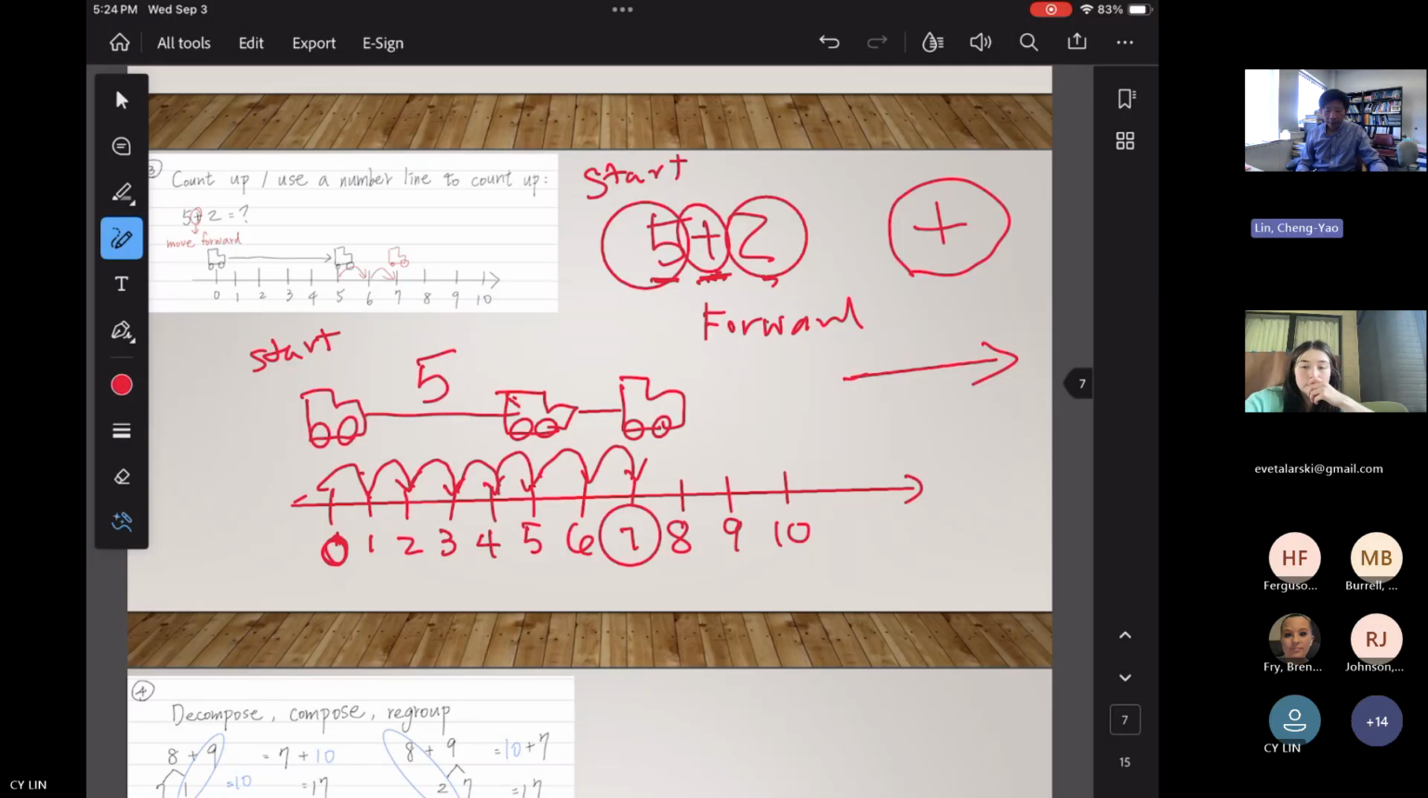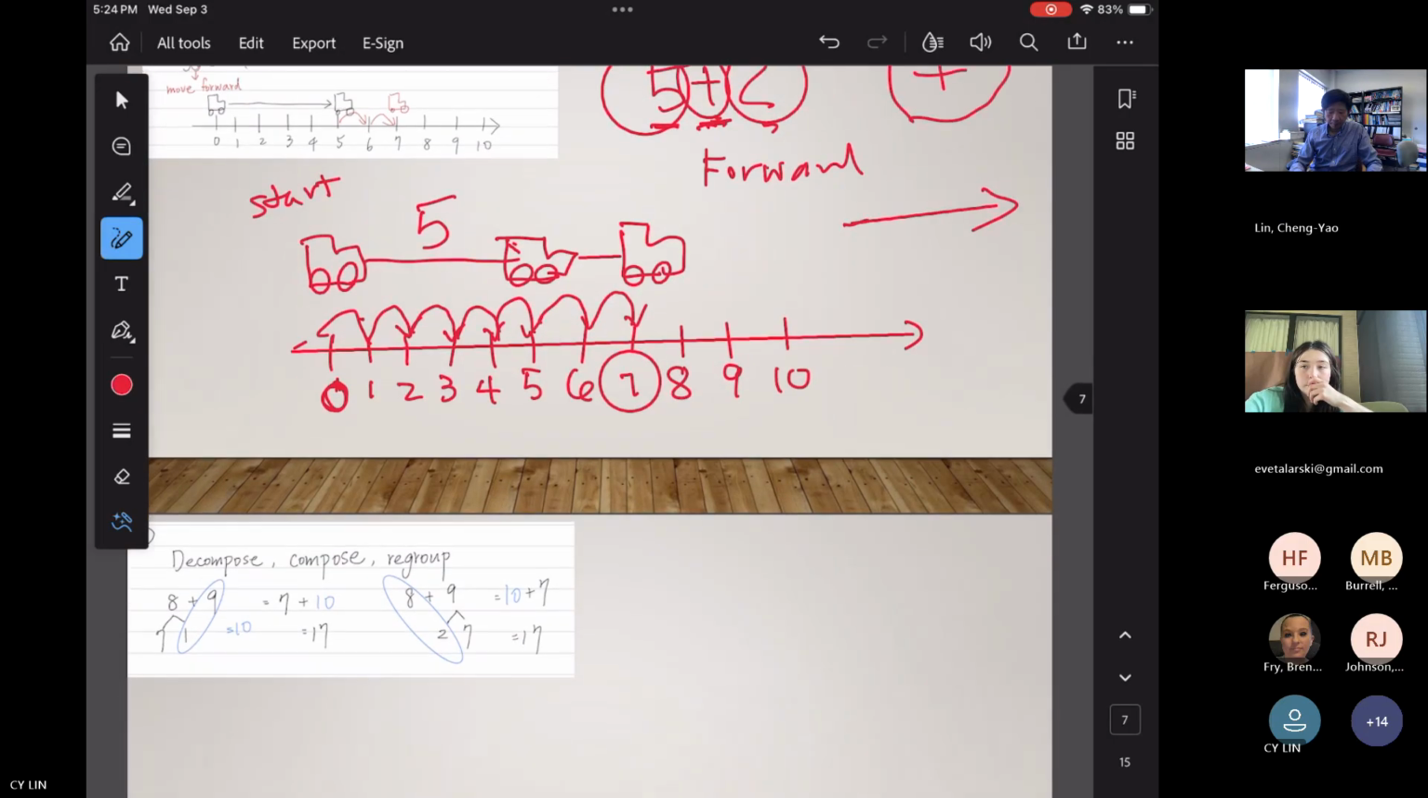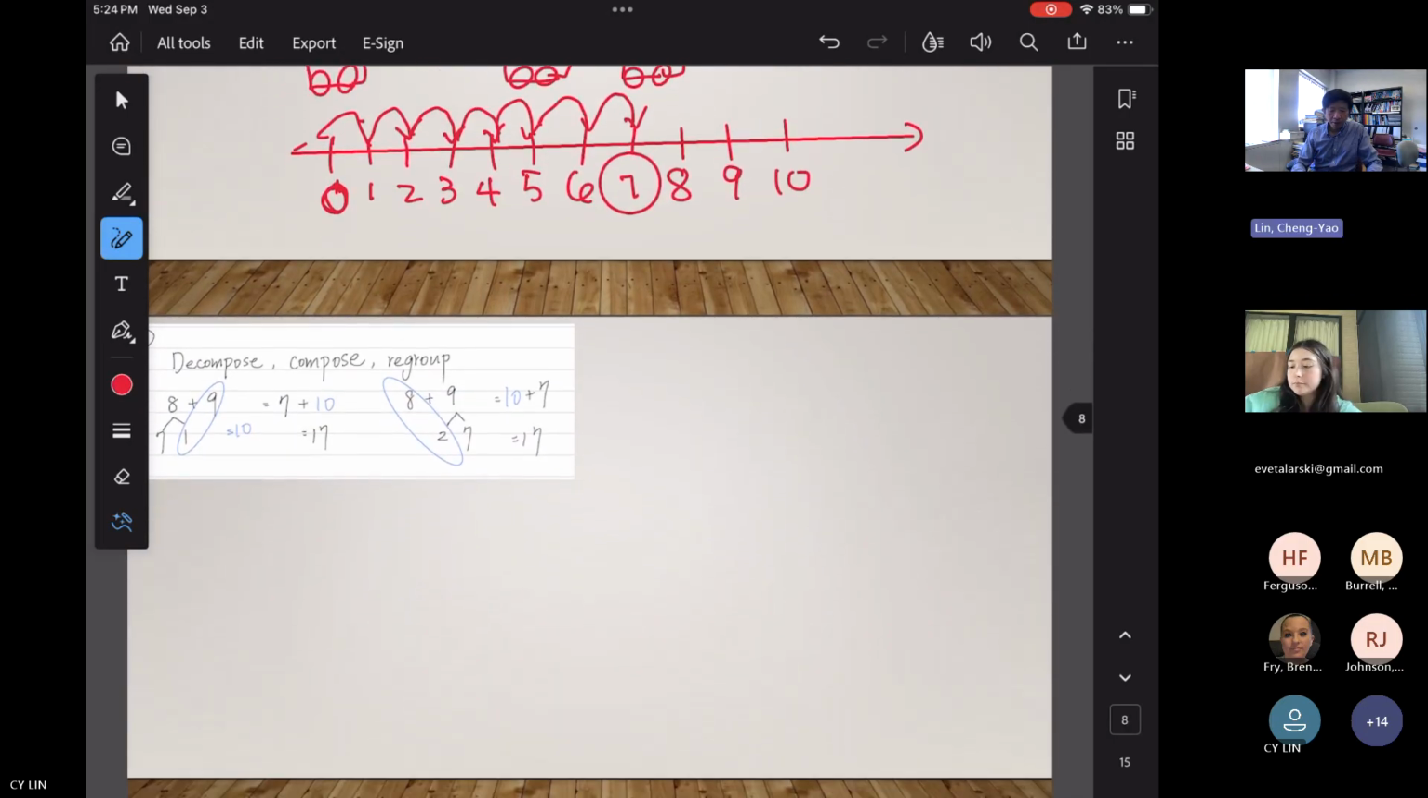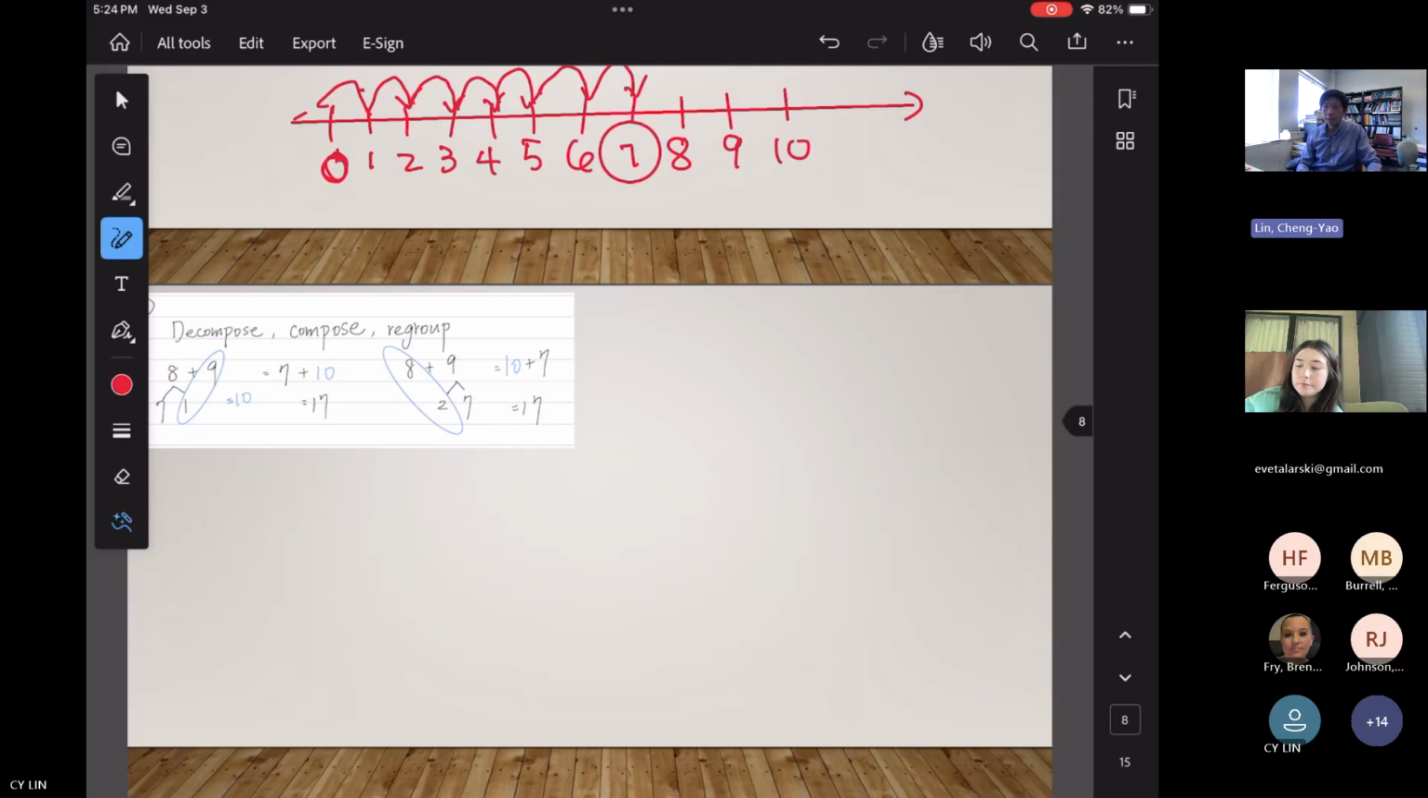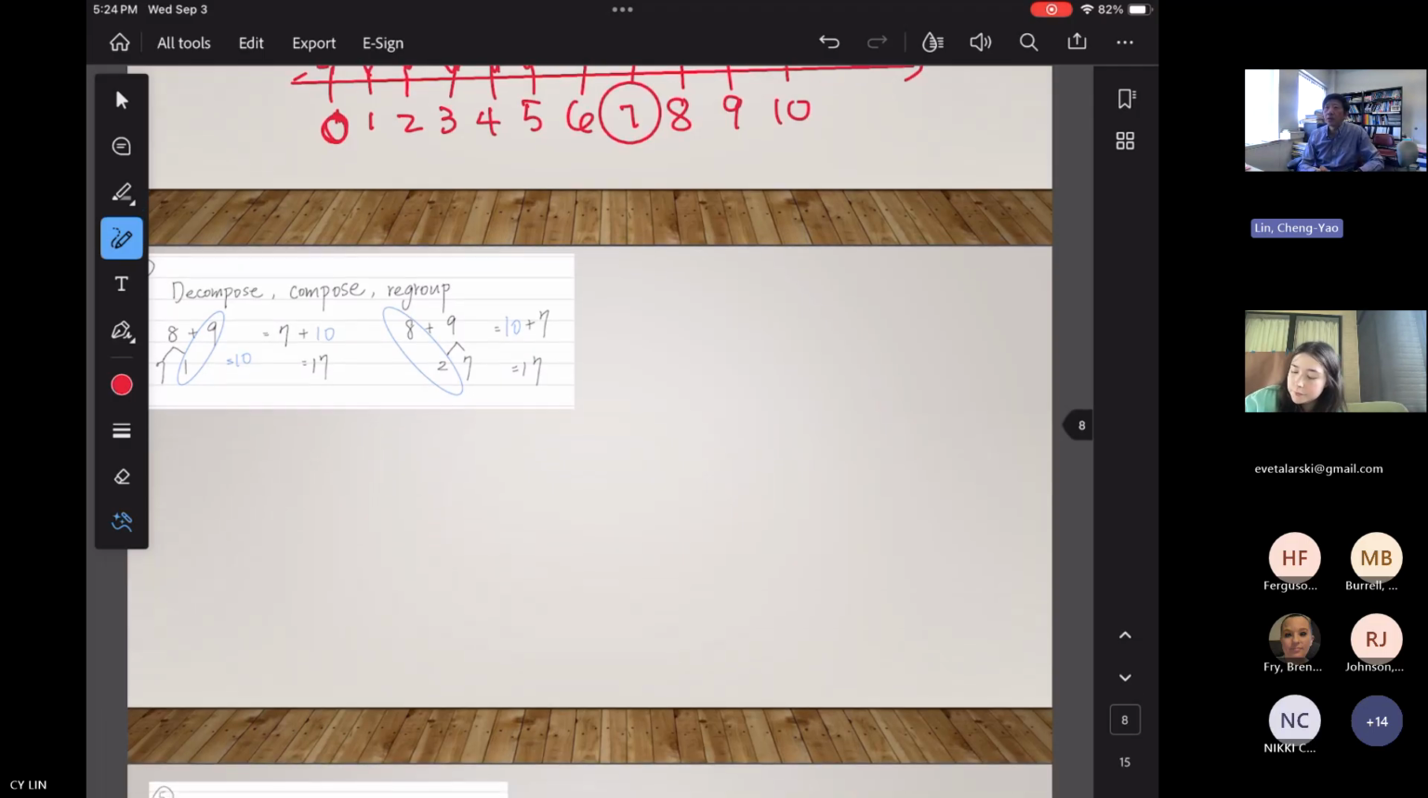All right, next one is decompose, compose, or regroup, okay? I think we already talked about decomposition, decompose and compose in our review last week. Remember that? So, compose and decompose.